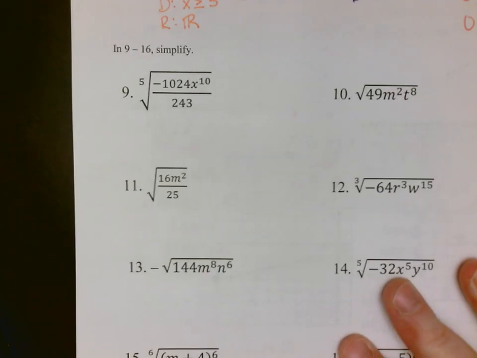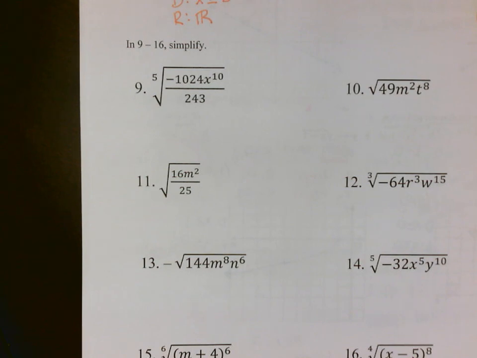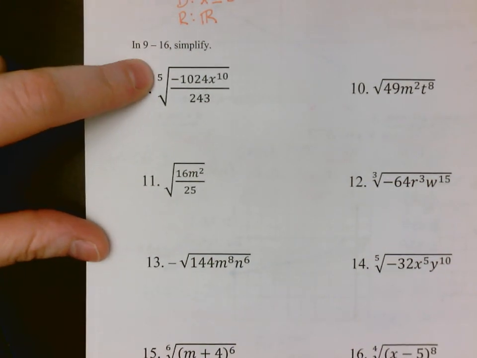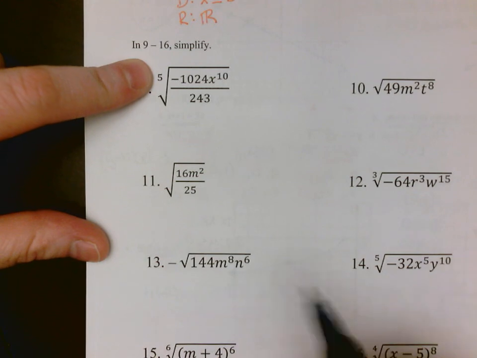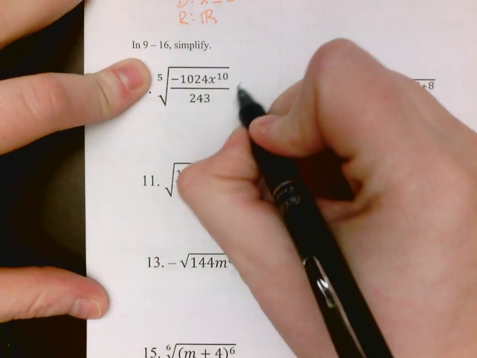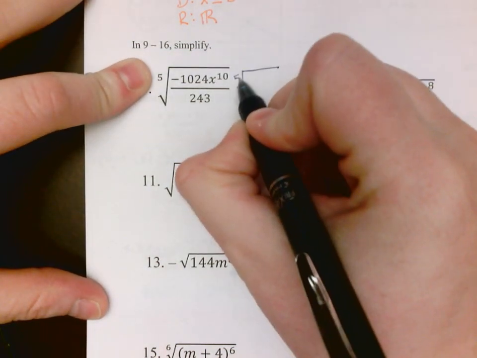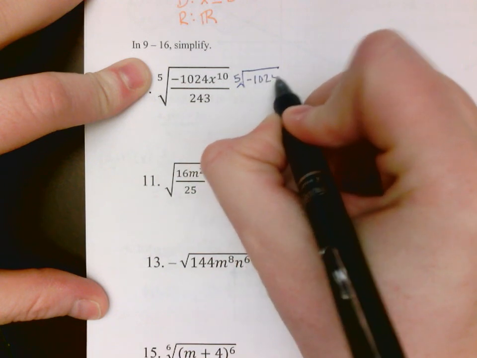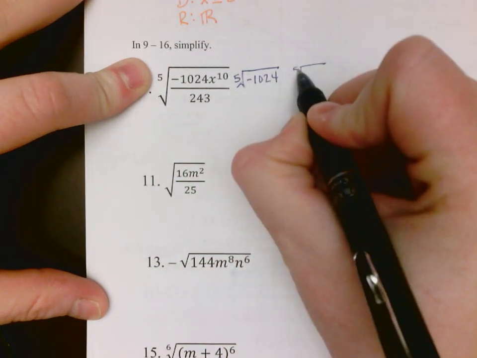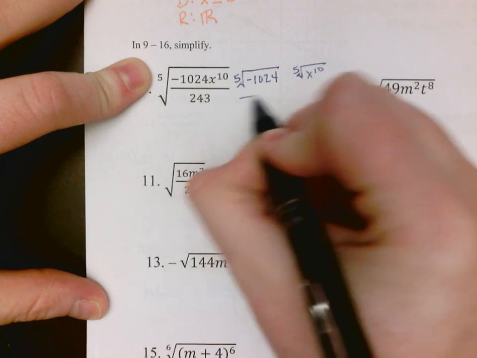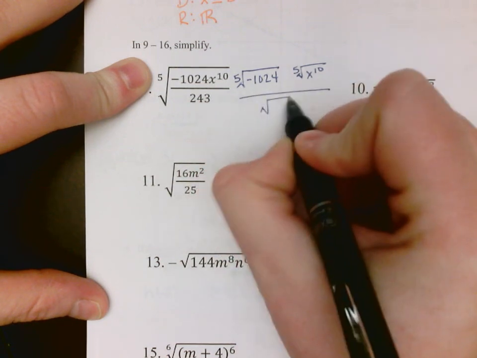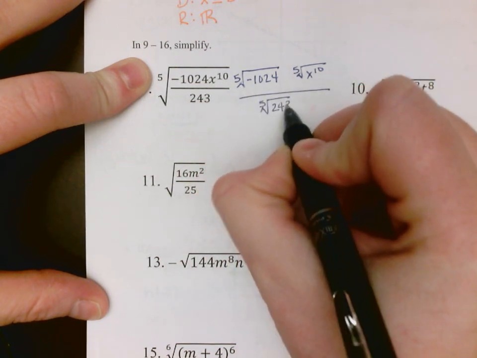Alright, simplifying. This is 6, 4. You've got to do it in 2 different ways. Essentially, here's what you need to look at. You're looking at the number root, whatever your index number is, and seeing how many times that goes into each part. So you have the 5th root of negative 1024, the 5th root of x to the 10th, and the 5th root of 243.